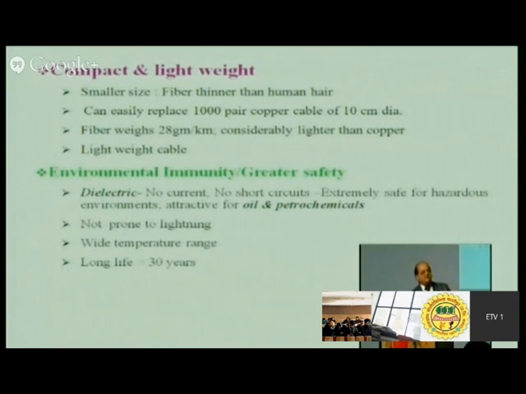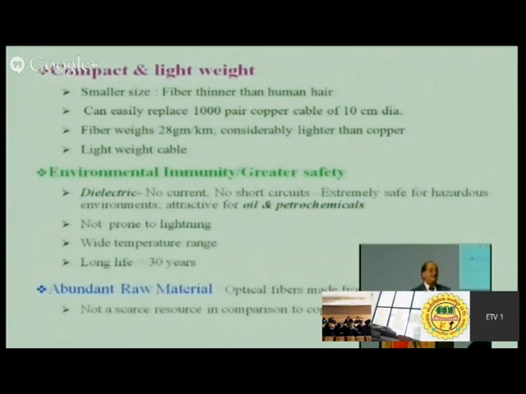So that leads to what I call the cost-effective system. The initial cost of optical fiber may be more than copper, but it has a long life. So ultimately, it turns out to be cheaper as compared to copper. On the other hand, it has many advantages over copper. So these are all the benefits.